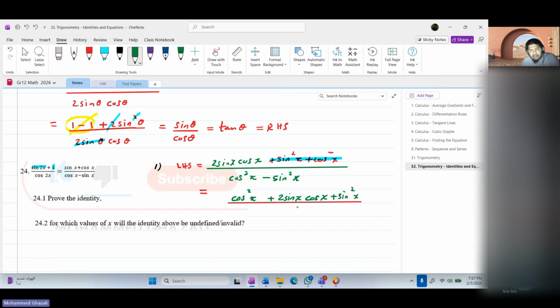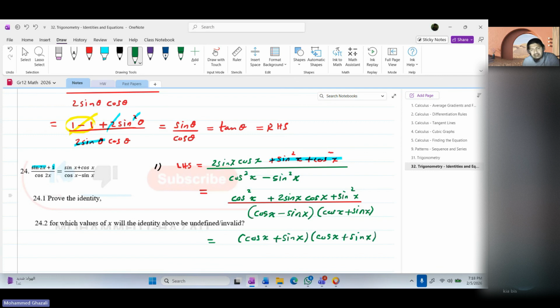Perfect. So this is a perfect square. And what is cos squared minus sine squared? That is cos x minus sine x into cos x plus sine x. Perfect. Now, next step, we said this is a perfect square, which is just basically cos x plus sine x, or you can multiply it out like this, cos x plus sine x.